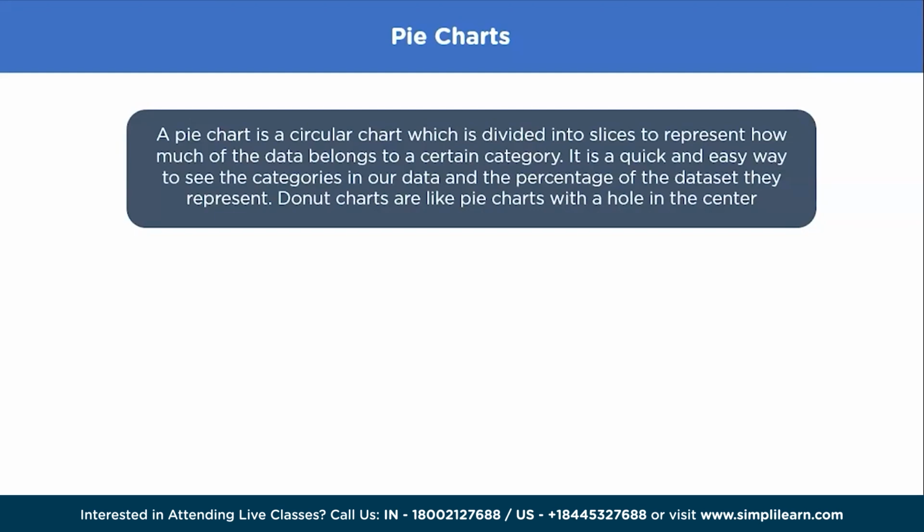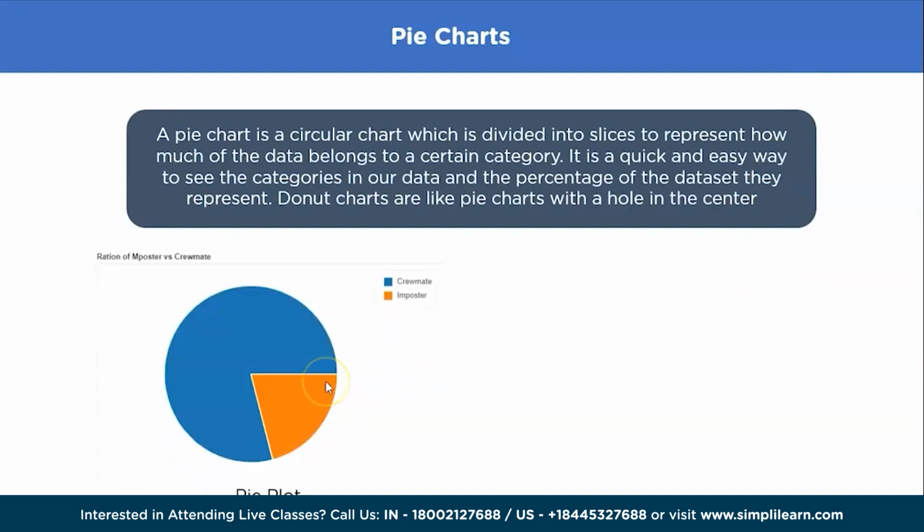On the other hand, you have another type of chart called a donut chart. Donut charts are like pie charts with a hole in the center. And in this hole, you can use it to represent extra data, or you can draw a pie chart within that hole itself. So this is an example of a pie chart. Using this, you can easily get to know the various categories that our data is divided into and the percentage that each of these categories contribute towards our data.